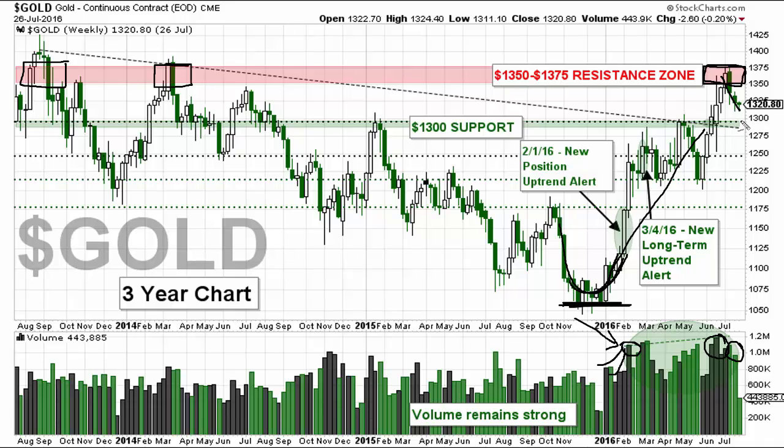We would say that $1,300 support is very key. If we break below $1,300 support, it's not the end of the rally, it's not the end of the world. It just simply means that a very important support area has been breached, and it may become an area of resistance until it can be overcome. So, long story short, our subscribers were alerted to the uptrend in gold early on in the year, and it has turned out to be a very nice rally over the last couple of months.